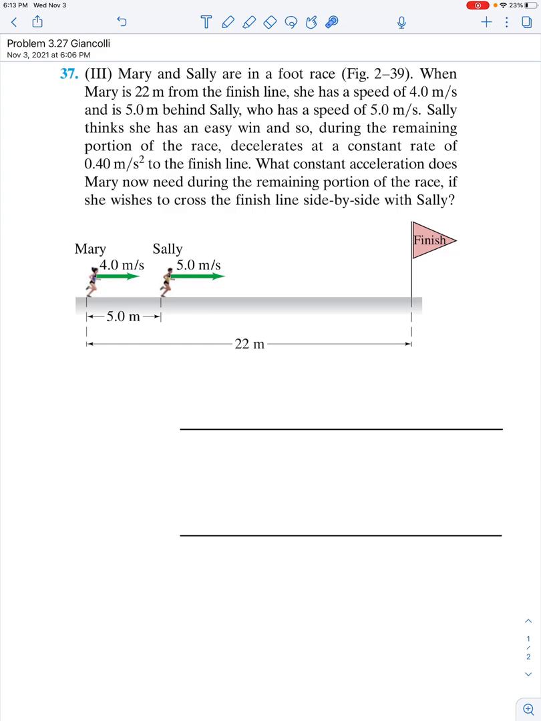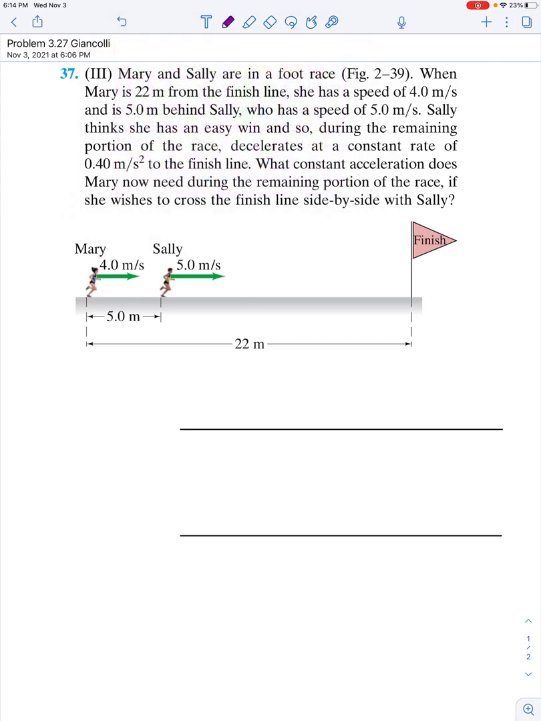So I read, Mary and Sally are in a foot race. When Mary is 22 meters from the finish line, she has a speed of 4 meters per second and is 5 meters behind Sally, who has a speed of 5 meters per second. Sally thinks she has an easy win, and so during the remaining portion of the race, decelerates at a constant rate of 0.4 meters per second squared to the finish line. What constant acceleration does Mary need during the remaining portion of the race if she wishes to cross the finish line with Sally?